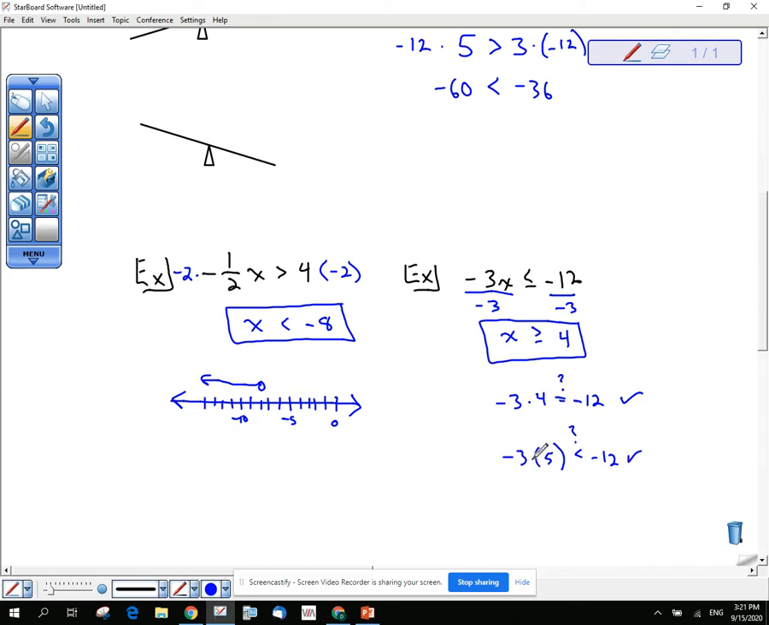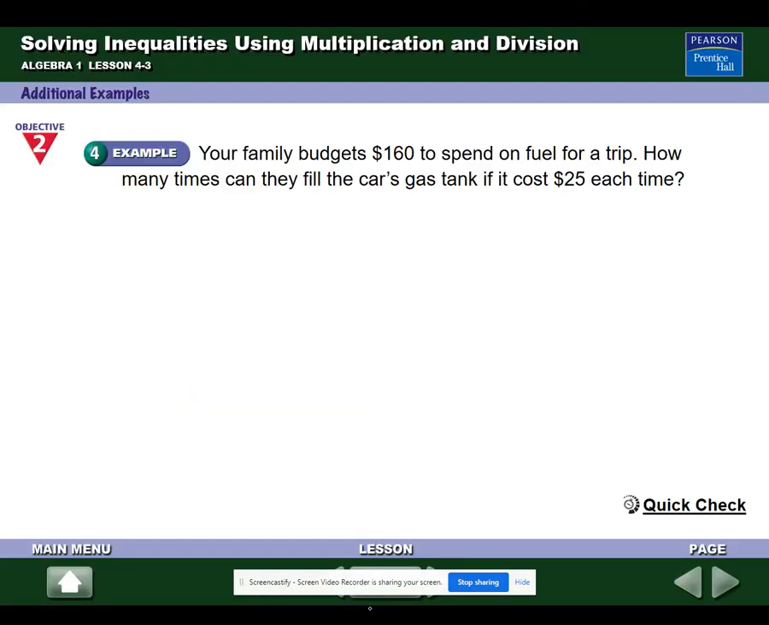Okay, one more. Just a little bit of application. Your family budgets $160 to spend on fuel for a trip. How many times can they fill the car's gas tank if it costs $25 each time?